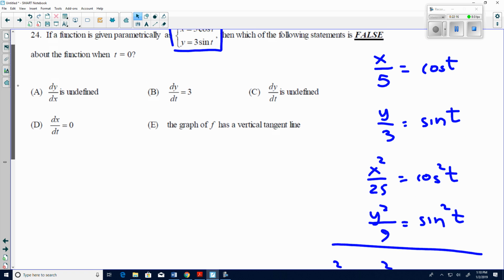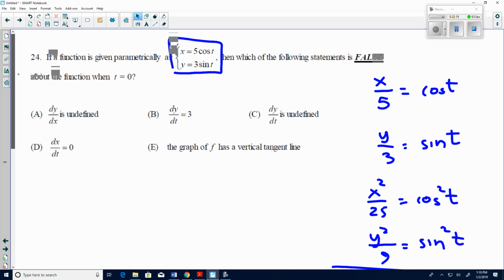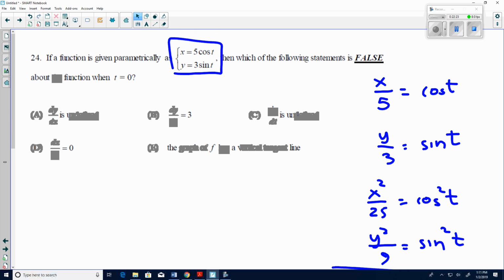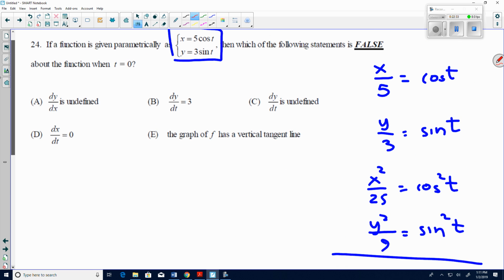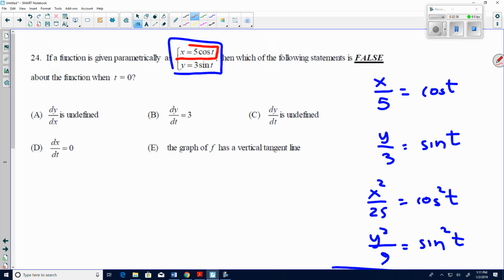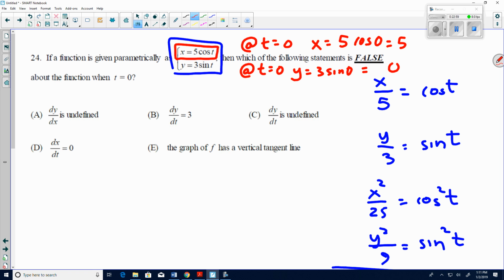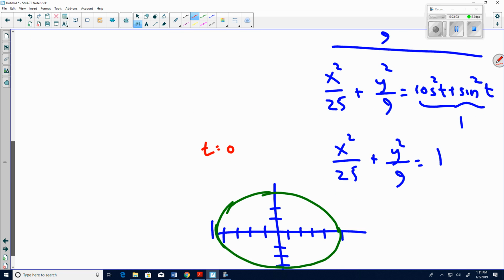dy dx is undefined. We could certainly ask, what happens when t is 0? Let's figure out where t is equal to 0. We can play with that a little bit. Remember, the original equation was given. x is 5 times cosine of t. So at t equals 0, x is 5 times the cosine of 0, which is 1, right? 5 times 1 is 5. And at t equals 0, y is 3 times the sine of 0, which is 3 times 0, which is 0. So we're at the ordered pair 5, 0, which means we're all the way over here on the right side of our ellipse.